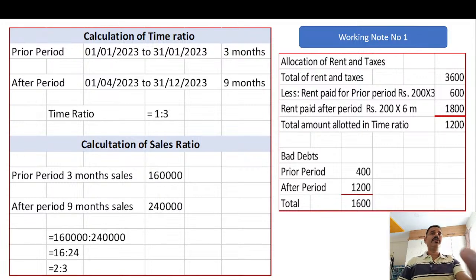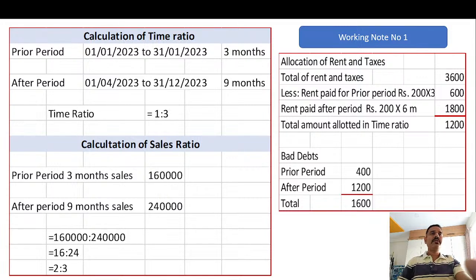See, first the calculation of time ratio. How are you going to calculate? Prior period 1/1/2023 to 31. Sorry, here we have to mention 31/3/2023. It is not 31/1/2023. Please make a correction. Students, please note this is 31/03/2023. That is 3 months, because the company was incorporated on 1/4/2023. So January, February and March is the prior period. 1, 2, 3. That is 3 months.